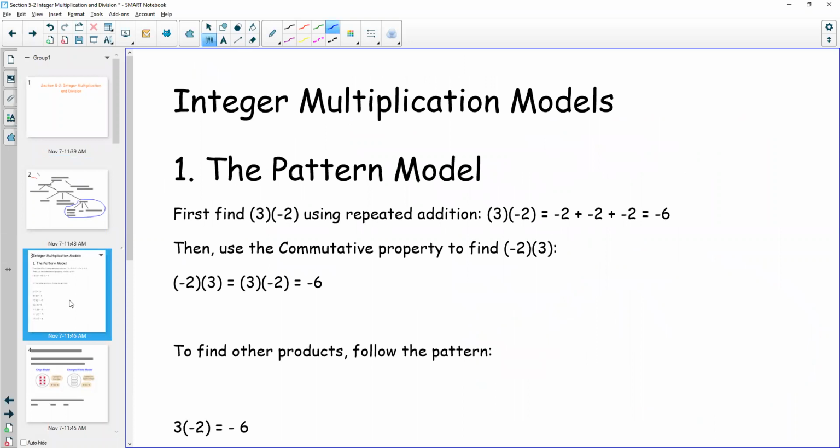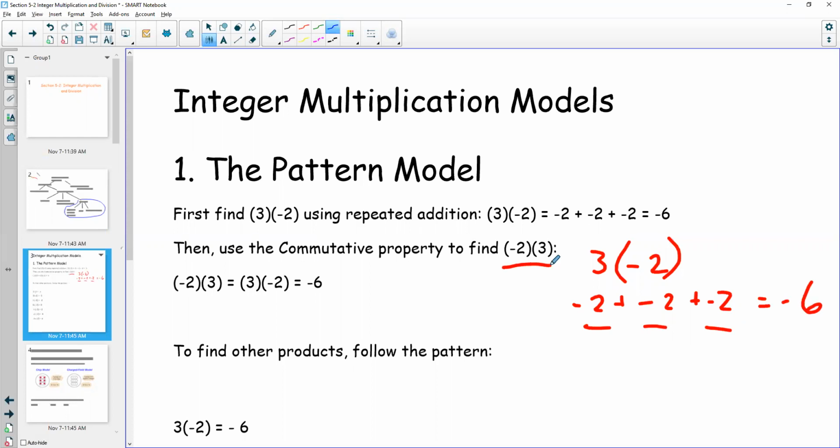One of the ways to start talking about this with kids is really to go back to the idea of repeated addition, right? If I have 3 times -2, that means I have 3 -2s. So I could add -2 plus -2 plus -2. It makes sense that if I owe you $2 and then I owe you 2 more and then I owe you 2 more, I'm going to owe you $6. That's -6. So it makes sense that 3 times -2 is -6. You can also find from there, using the commutative property, that -2 times 3 is -6.